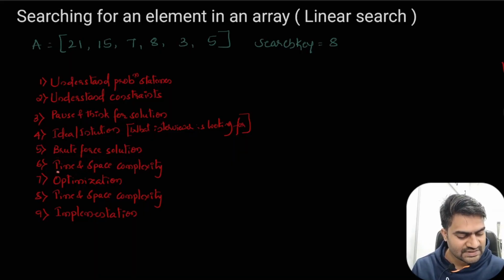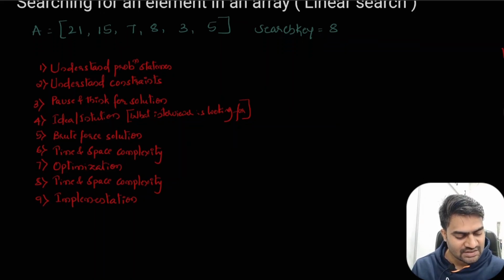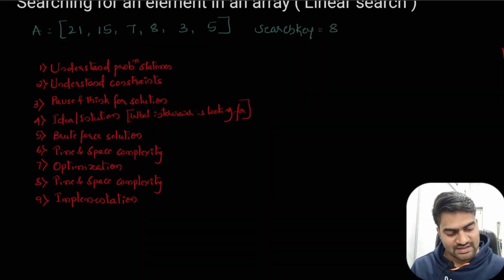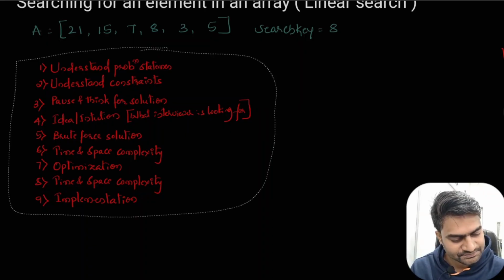And then we will see what is the time complexity and space complexity for the brute force solution. Then we will try to optimize the solution, and come up with time complexity and space complexity for the improvised version. Then we will move on to the implementation. This is the standard way which we are going to follow in the entire series. So with that, let's move this aside and let's get started.